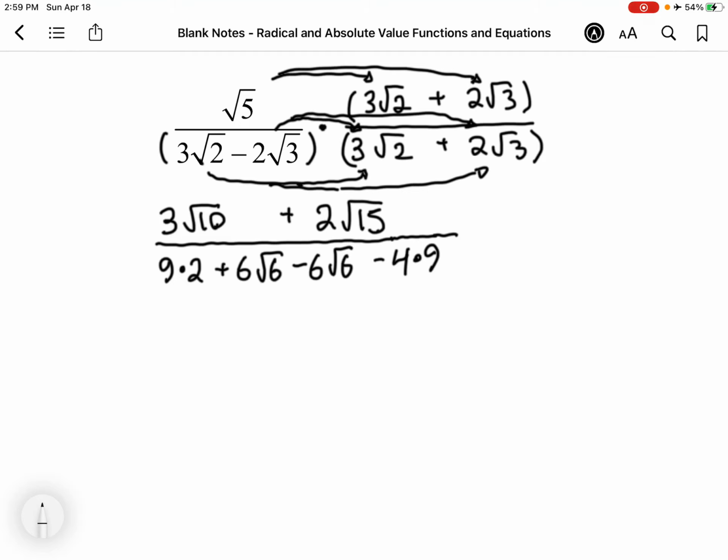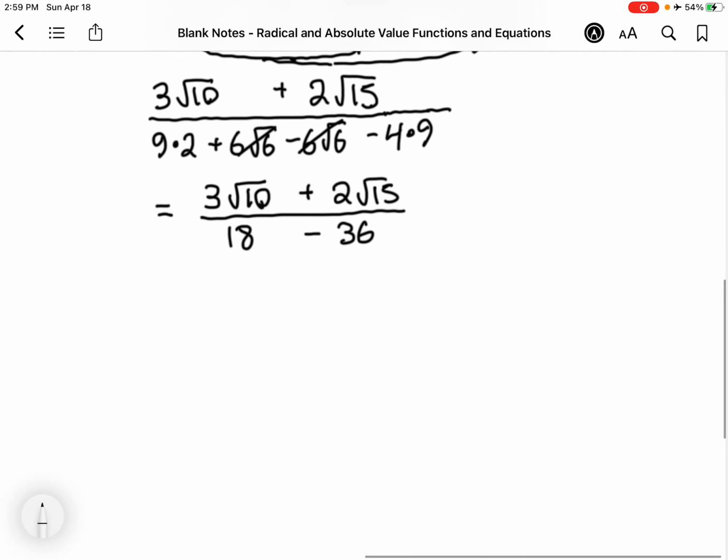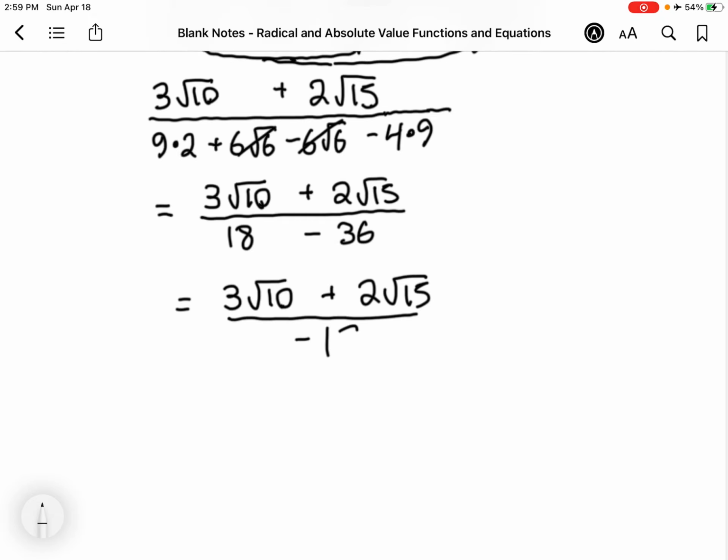Okay, and again, these middle terms cancel. So what we end up with is in the numerator 3 root 10 plus 2 root 15. And in the denominator, we have 18 minus 36. So all together, that's going to be 3 root 10 plus 2 root 15 over negative 18.